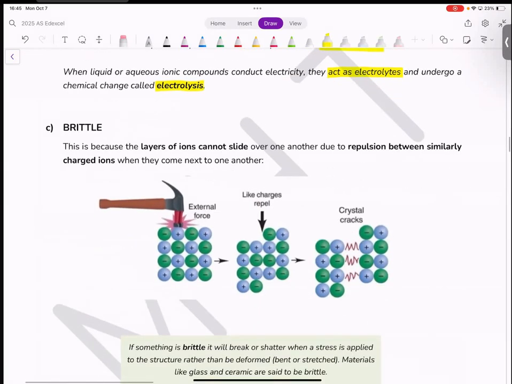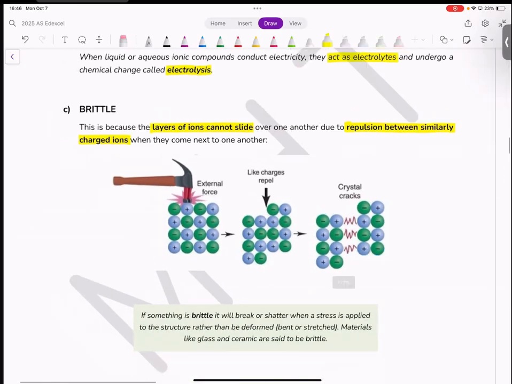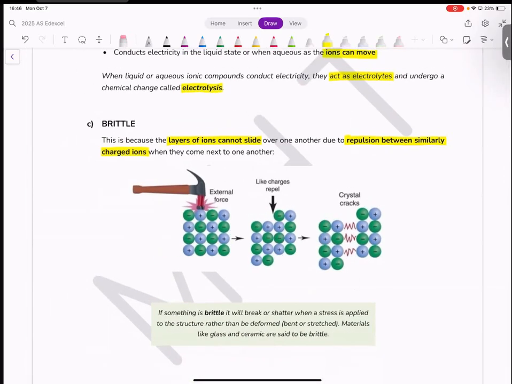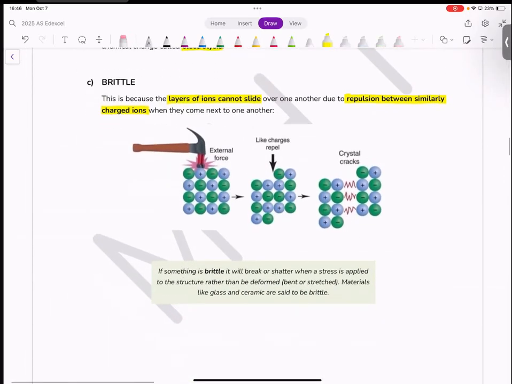And finally, brittle. Layers of ions cannot slide. 1 mark, because the repulsion between similarly charged ions causes them to break apart. When you hit them, they can't slide, unlike the metals that you see after the break. So when you apply an external force, if you try to make this layer slide along, it shifts out a bit. The layers can't roll over each other like the metal layers. That's why metals are malleable and these aren't. They break when you hit them hard enough.